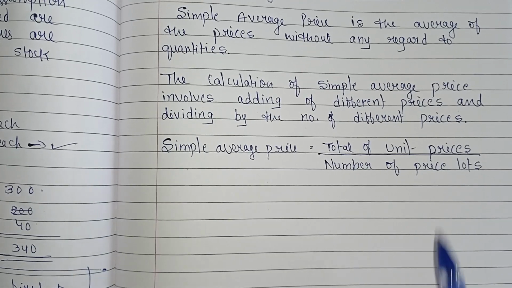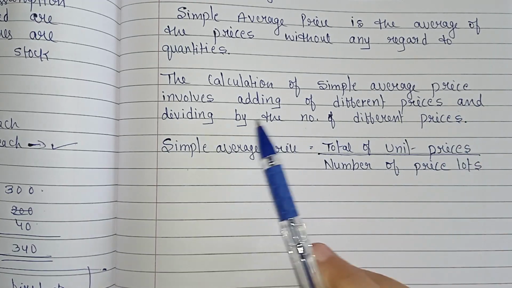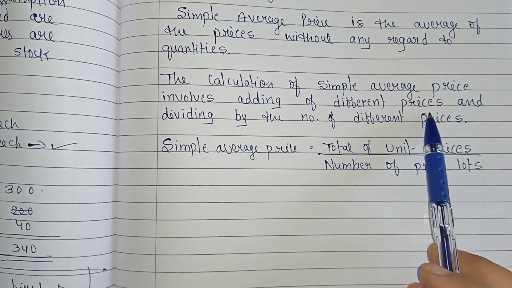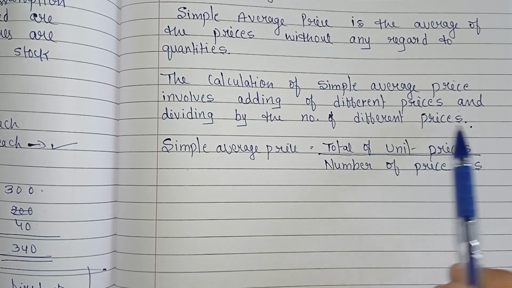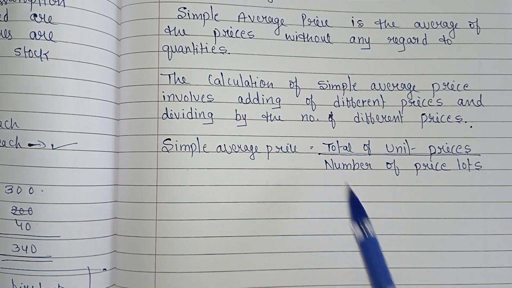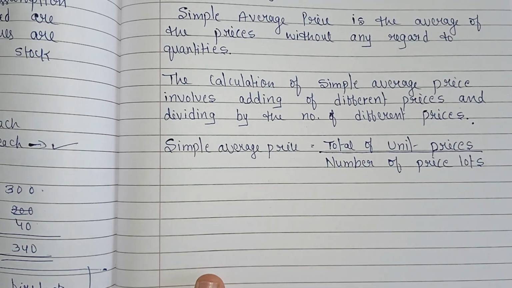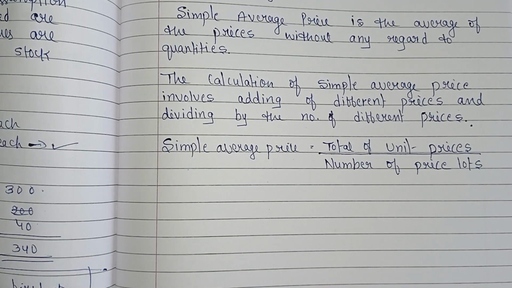So the calculation of simple average price involves adding the different prices and dividing by the number of different prices. Clear? Simple average price equals total of unit prices divided by number of price lots. How many price lots? 1, 2, 3, 4, 5, like that. Clear? So simple average price method, it means what?